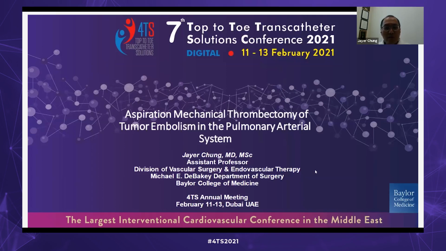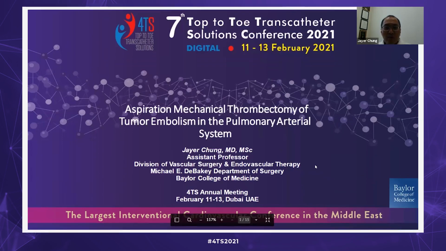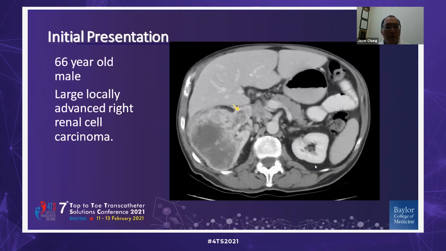Today I'm going to be talking to you about aspiration mechanical thrombectomy of a tumor embolism in the pulmonary arterial tree. So this is a case of a 66-year-old gentleman who had a large locally advanced renal cell carcinoma. This is shown by the yellow arrow here. This is the renal cell carcinoma invading into the IVC here, with a significant amount of tumor burden within the IVC.